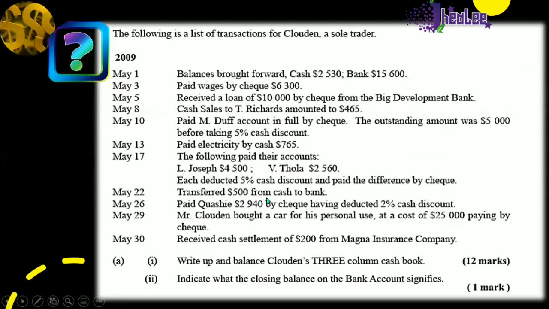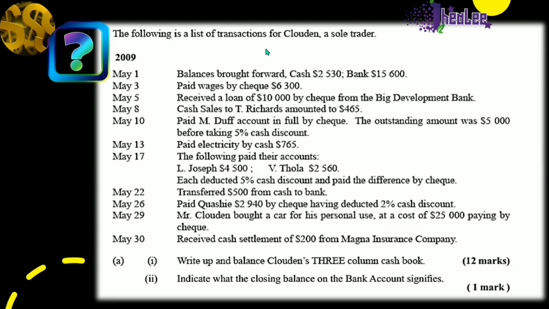Our next transaction: transferred $500 from cash to bank. The two items affected by this transaction are cash and bank. Yes, that is a contra entry because we have to complete double entry in the cash book. We have to show the effect on the cash. We have to show the effect on the bank, and those two accounts are located in the cash book. Hence, it is a contra entry.